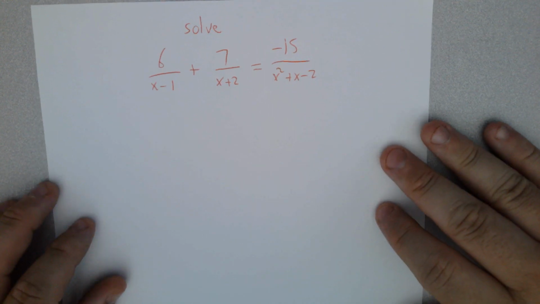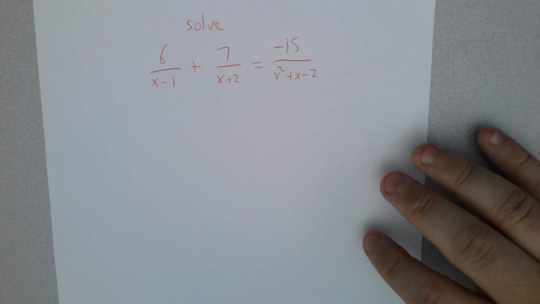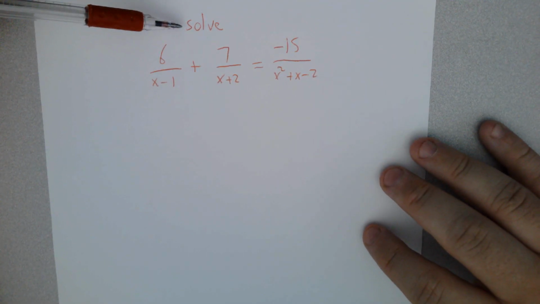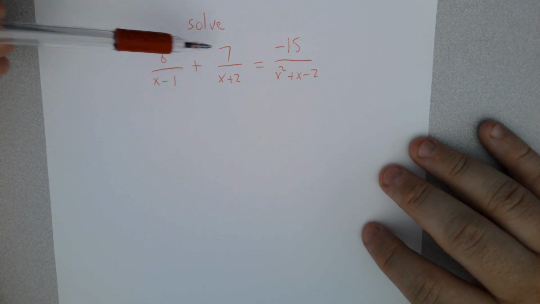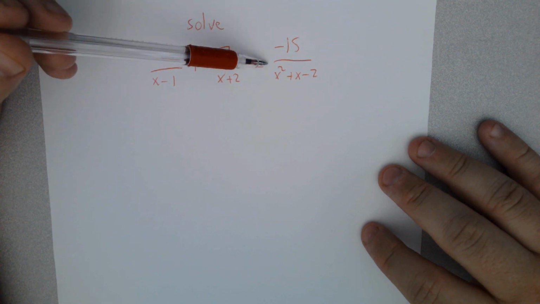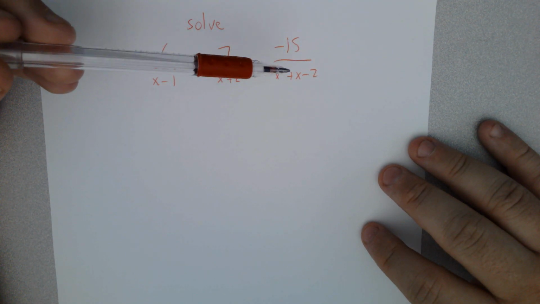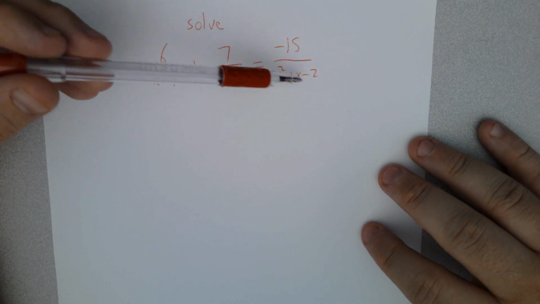And if you'd like to do one of these problems for your video discussion, the problem I'm giving you is: solve 6 over x minus 1 plus 7 over x plus 2 equals -15 over x squared plus x minus 2.